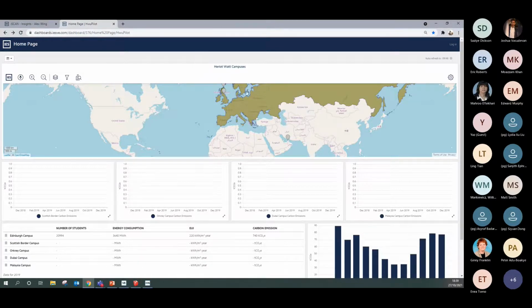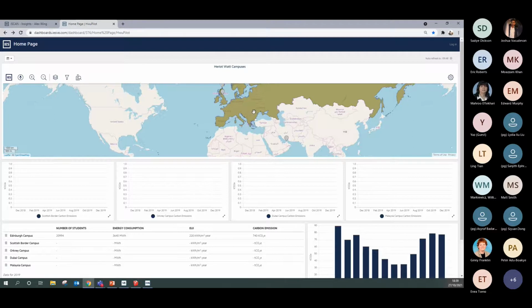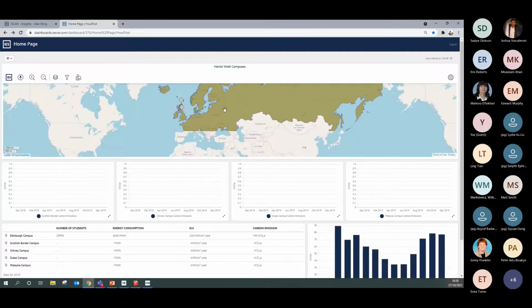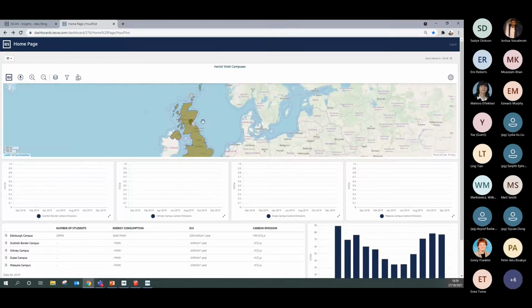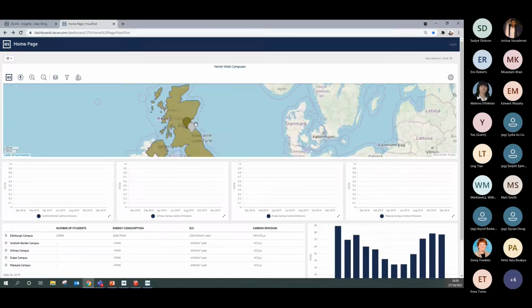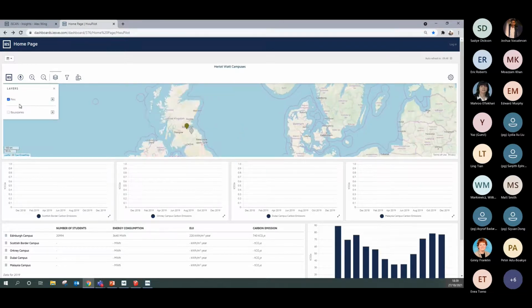And I'll just show you a little bit here. So this is another university, Heriot-Watt in Scotland, and what we've got here is a portfolio model, if you like, and each individual pin here, let me turn this off.